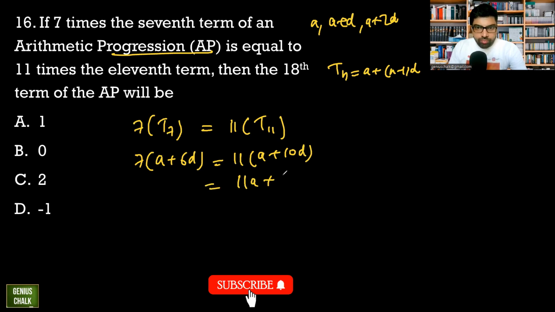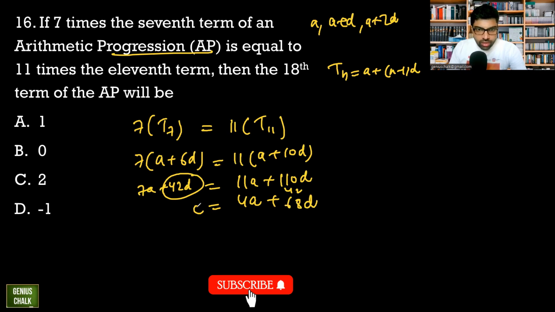It's 11A, 110D. It's 7A, 42D. This goes this side, and you'll have 4A, and this is 42, right? So subtract 42, you'll have 68D. So 4A plus 68D is 0. So we can say 4A is equal to minus 68D. 4 17s are 68, so A is equal to minus 17D. So this is the logic we have got.